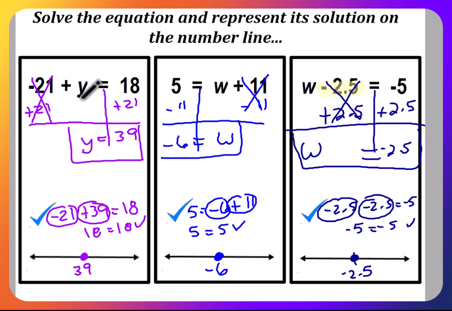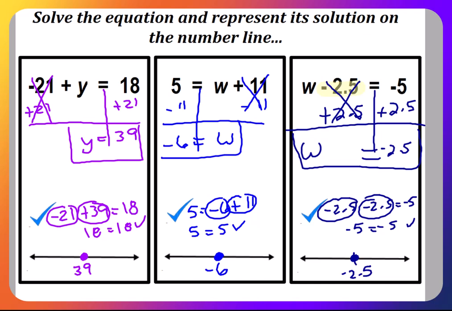This one's a little bit different. Yes, the variable is still on the left side, but it's got the constant, that's just a number, in front of the variable. The middle problem, w equals negative 6. Okay, this one, the variable is not on the left side, it's on the right side, but you still do the same steps. You just have to recognize, oh, my variable's over here on the right side with that positive 11, and the opposite is the negative 11.